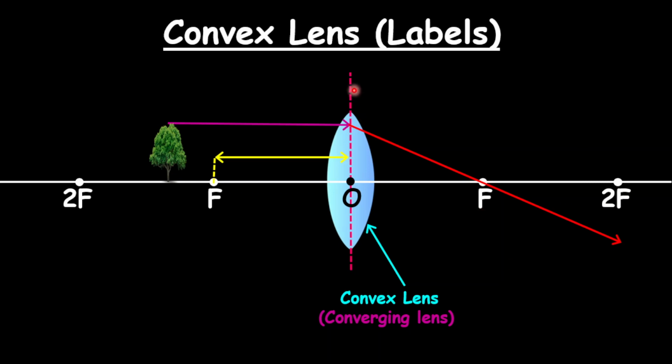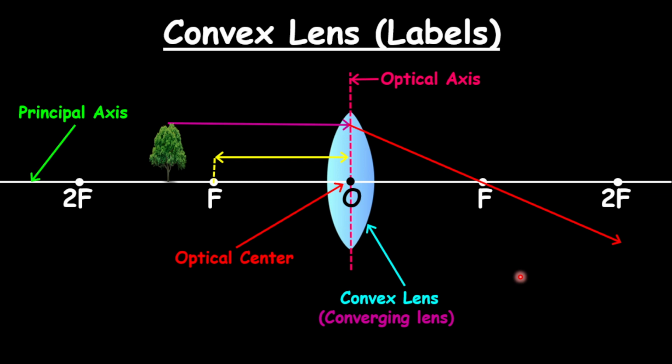We also have this line that passes through the center of the lens, and it passes from one narrow end to the other narrow end, and that is called our optical axis. We also have the very center of the lens, and that is called the optical center. We also have this white line, an imaginary line. It extends from one 2F to the other 2F on the opposite side, and that line passes through the optical center. And this line is called the principal axis.